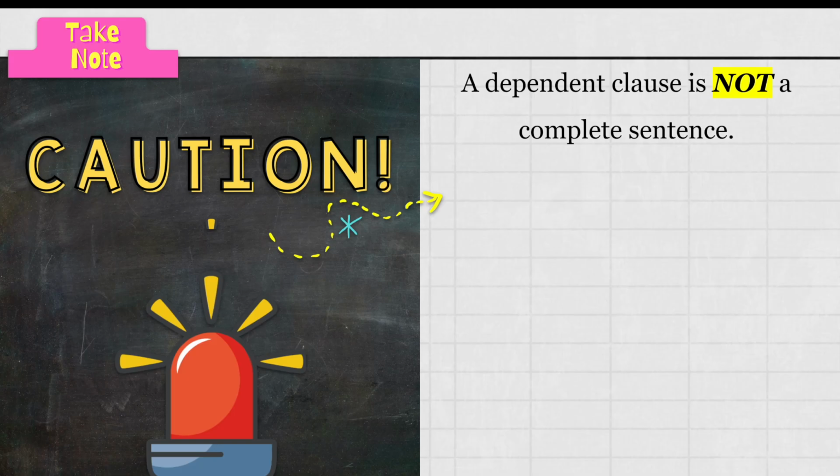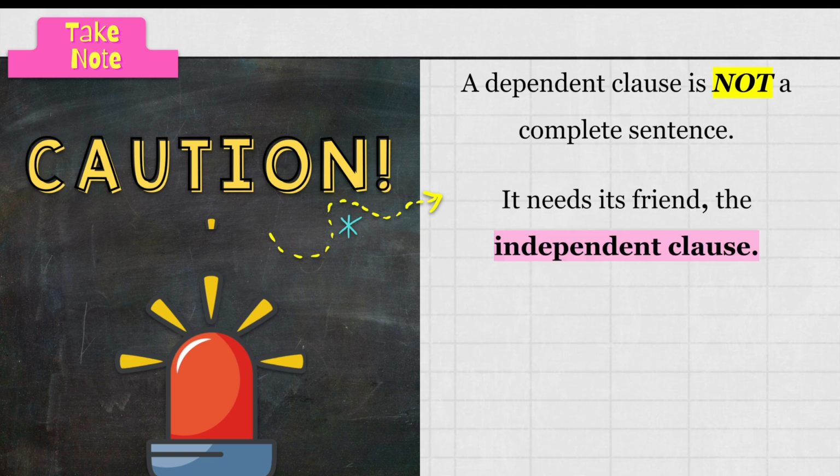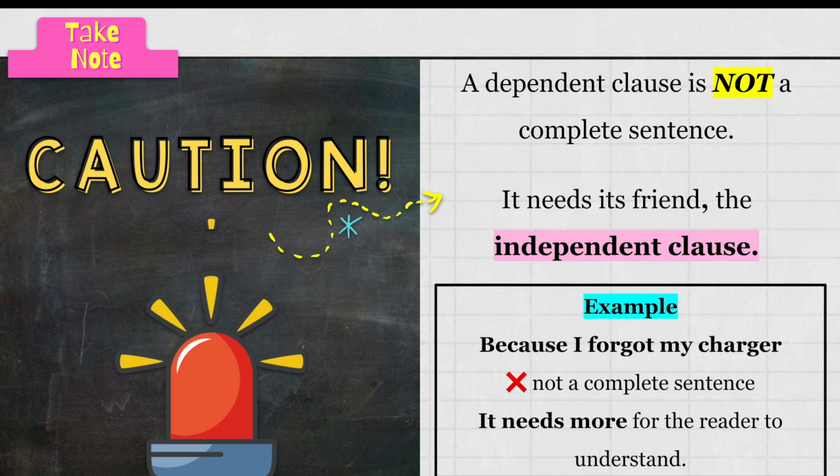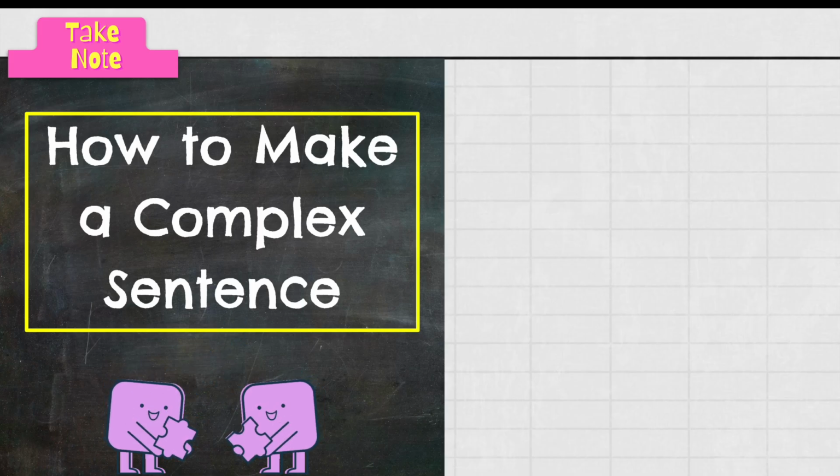A dependent clause is not a complete sentence. You just can't leave it there. It needs a friend, the independent clause. So here's an example. Because I forgot my charger. This is not a complete sentence. It needs more information for the reader to understand. And that's where we transition into complex sentences.